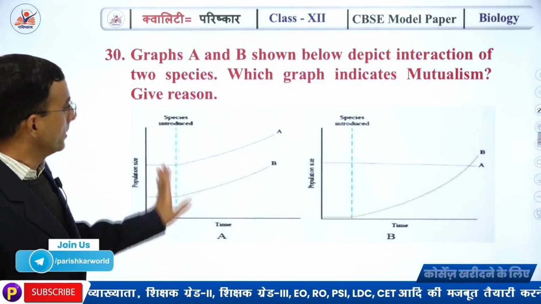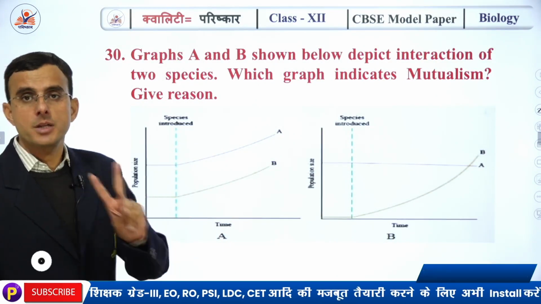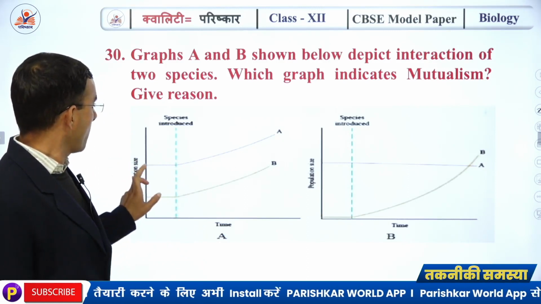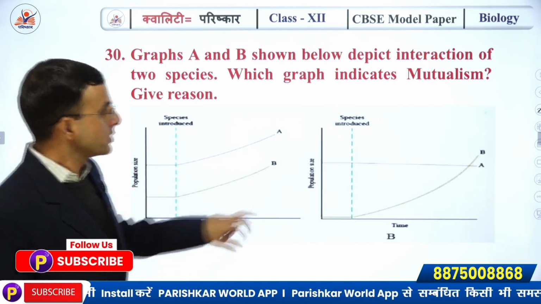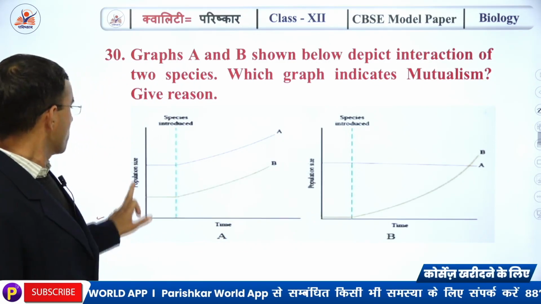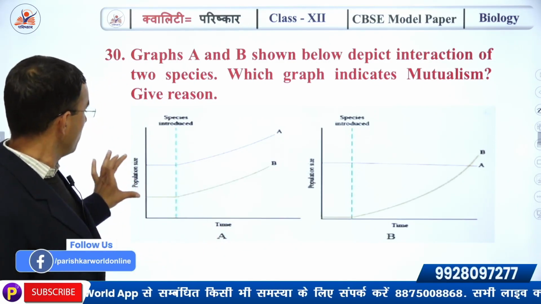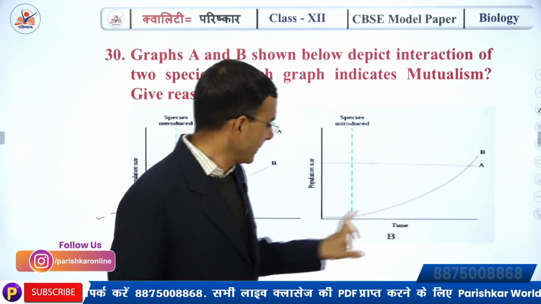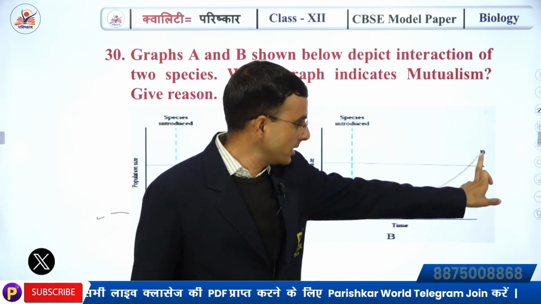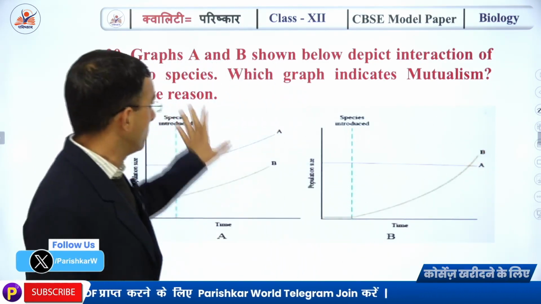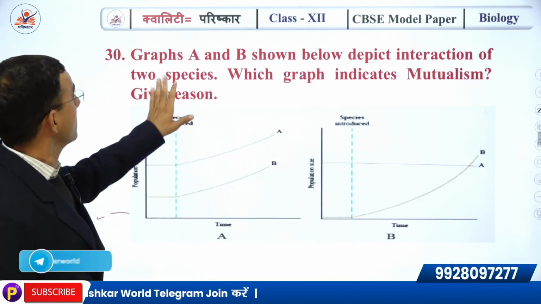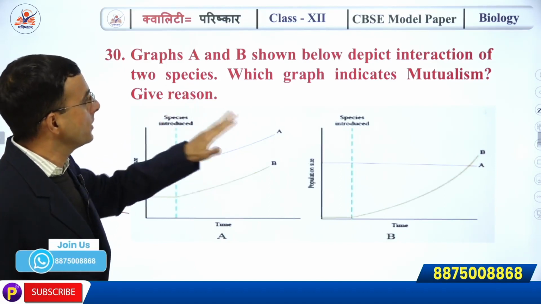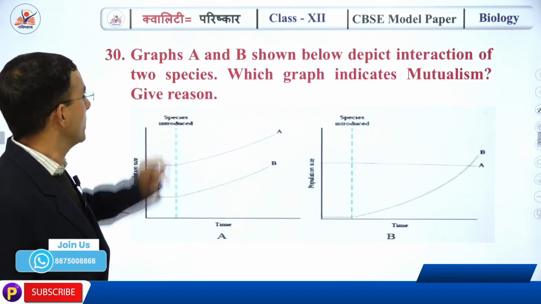Now the next one is there are two graphs, and in those two graphs there are two organisms growing, that means population first and population second. Look at this one. This one is population size, this one is time. With time, these populations are growing together. On the other side, this population is stagnant, and the second population, the B population, is growing. So they are asking, graphs A and B shown below depict interaction of two species, which graph indicates mutualism.